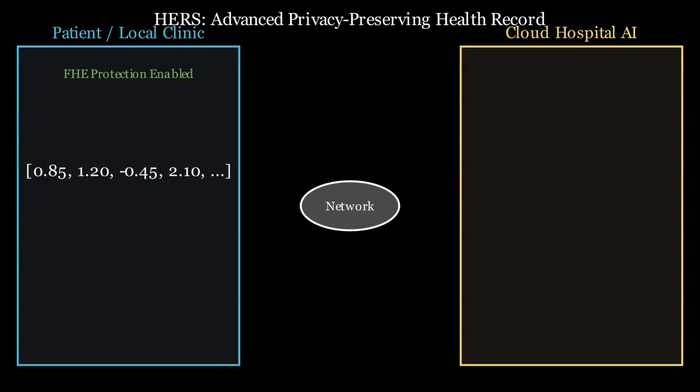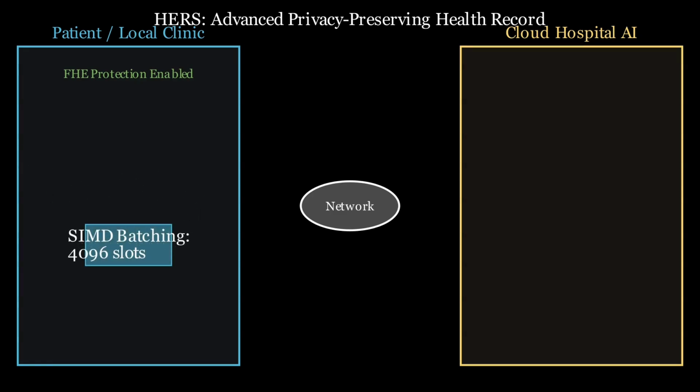To overcome this fatal limitation, HERS leverages one of the most powerful features of the CKKS homomorphic encryption scheme, SIMD, which stands for single instruction, multiple data batching. Instead of encrypting numbers one by one, the CKKS scheme allows us to mathematically pack thousands of discrete floating-point values into the independent message slots of a single plaintext polynomial. In our specific architecture, we utilize a polynomial degree that provides 4096 packing slots. This means a single plaintext object encapsulates an entire time series segment of the ECG.